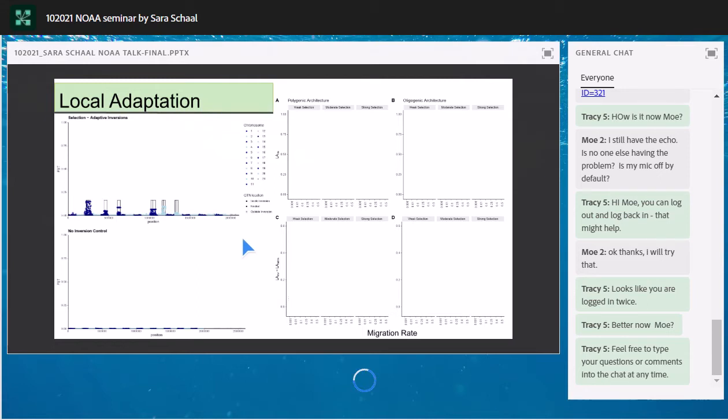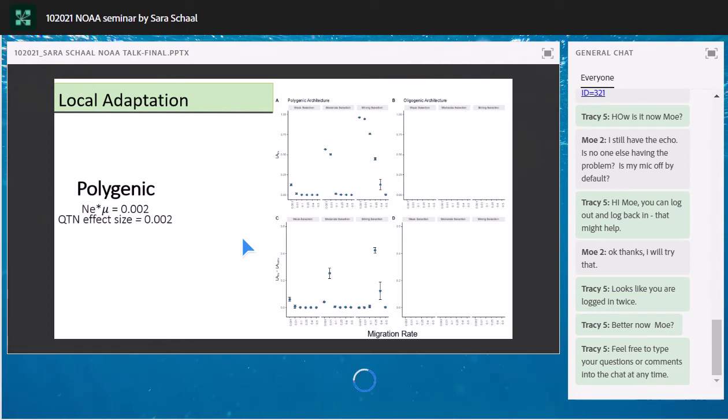And so here, this is just going to now show you how much local adaptation is occurring in the simulation. And down here is that difference.